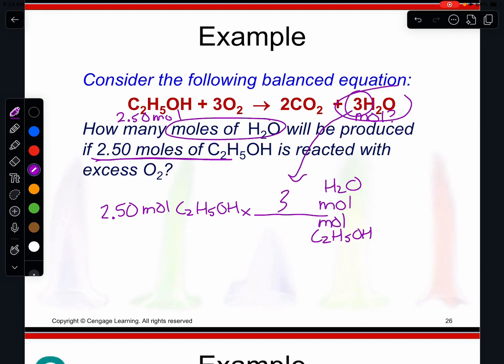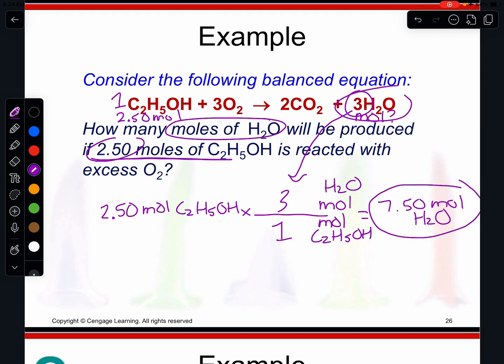Let's fill our numbers in here. The 3 will go here, and this is an assumed 1, so we'll fix that there. Then we can easily do this math. 2.5 times 3, get an answer, divide by 1, which ends us up with 7.5. But I'm going to make this 3 sig figs because we started with 3 here.